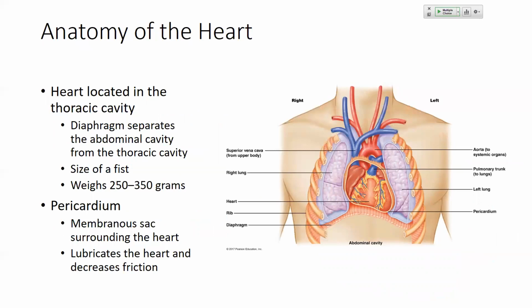Let's talk about the location of the heart. Let's talk about the anatomy here. So the heart is in the center of the thoracic cavity. It's usually about the size of your fist, right? Weighs about 250 to 350 grams.